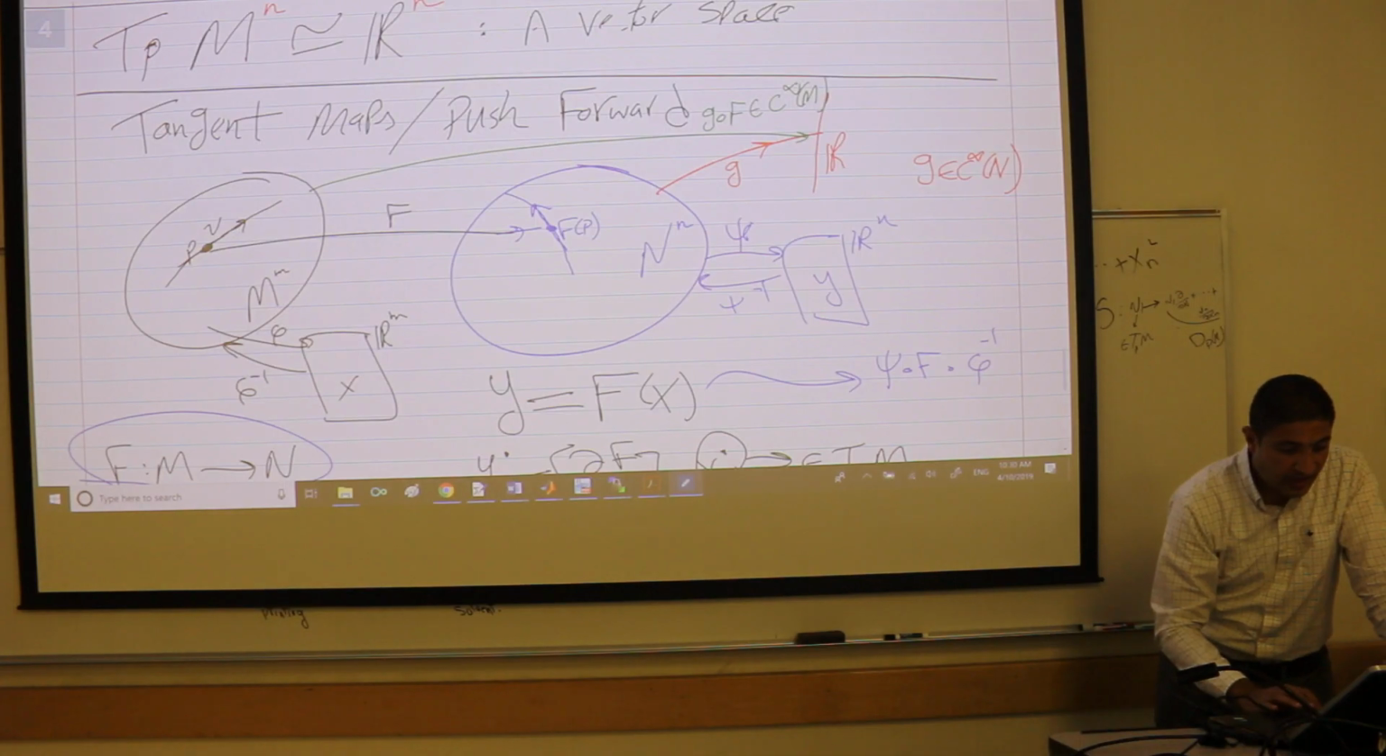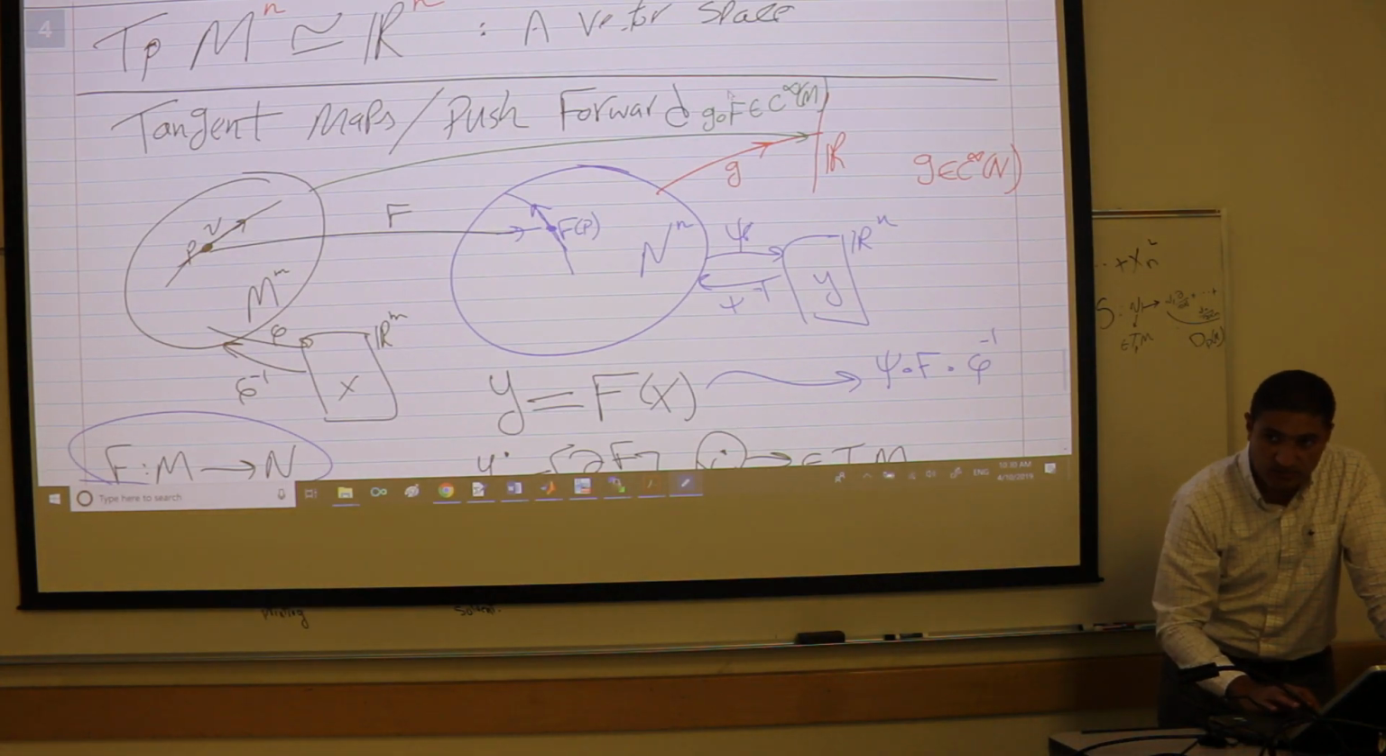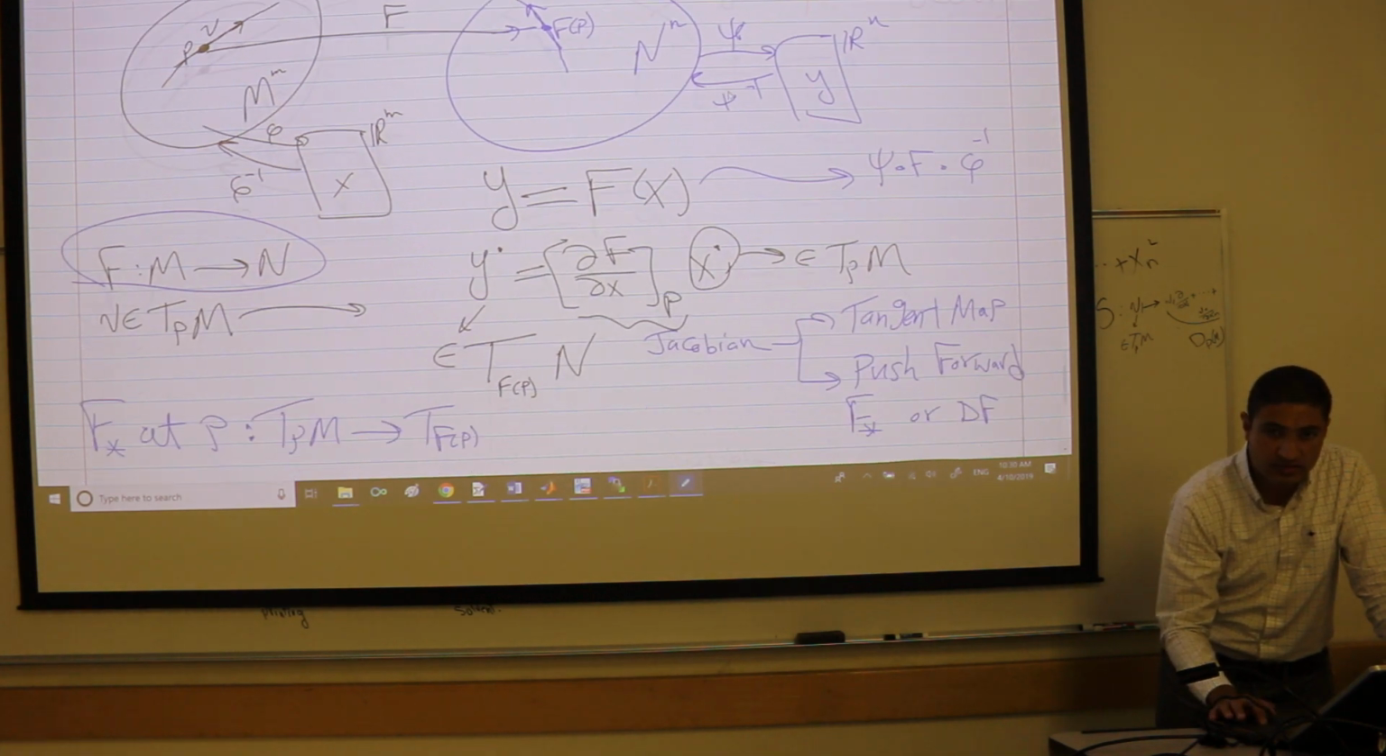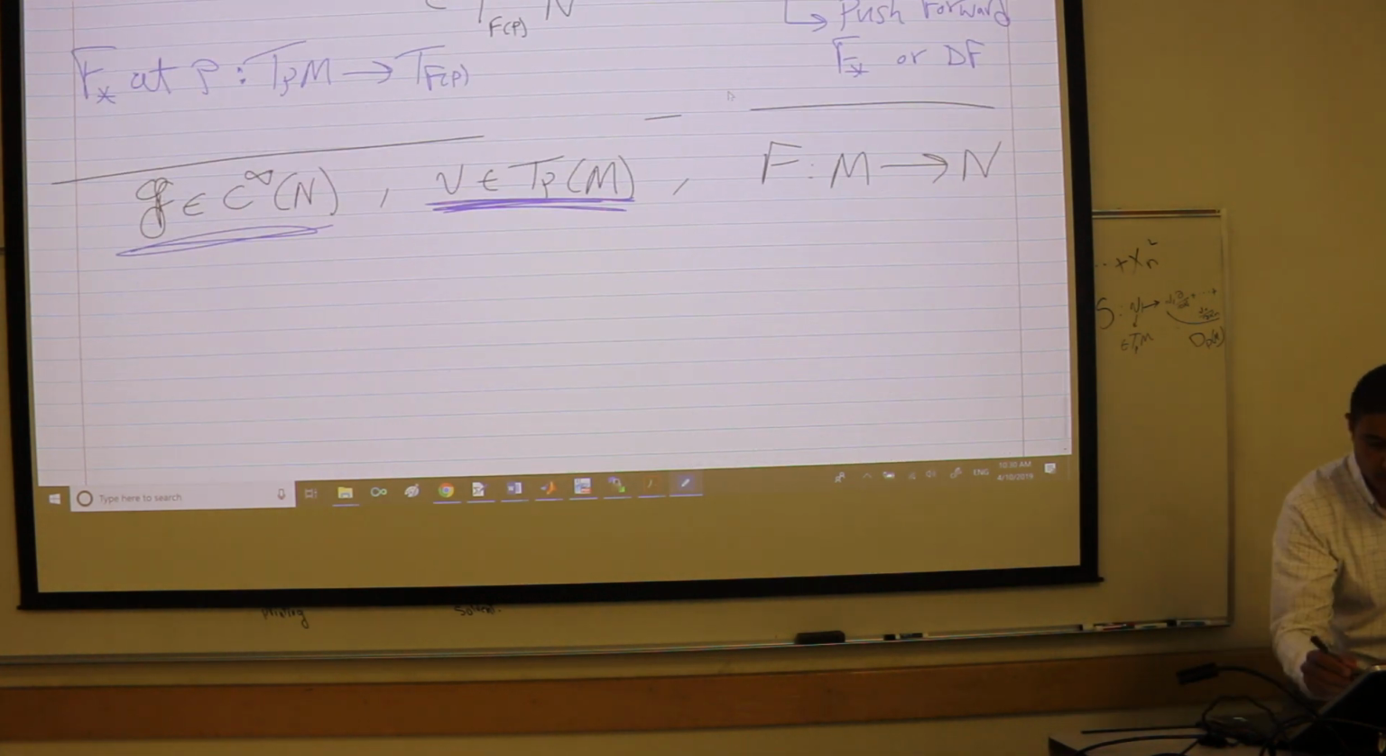Or I can have V act on the pullback, G composed of F. The two roots must be the same, of course, for things to be well defined. So this is like a property for F star.